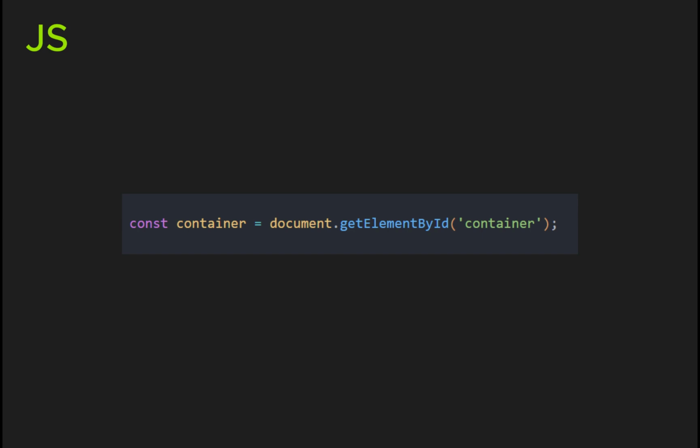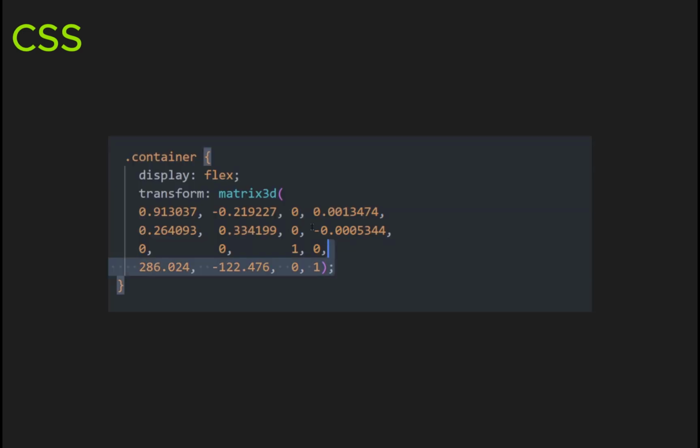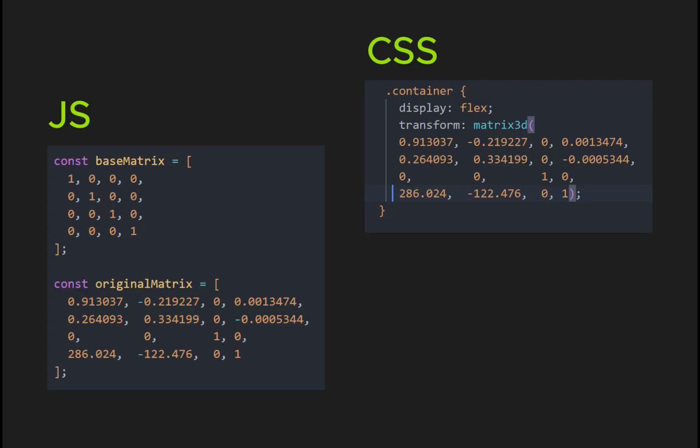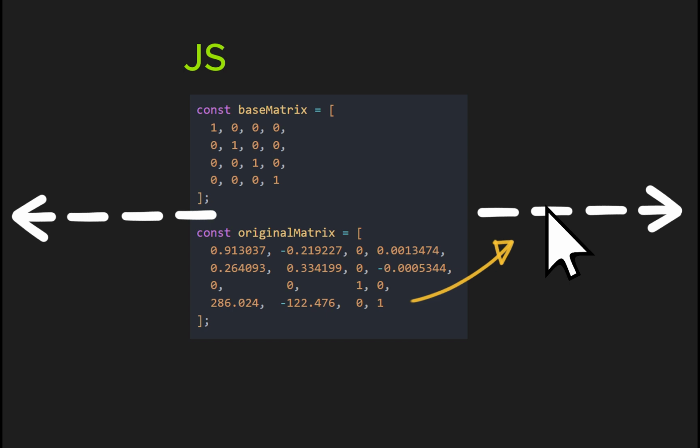Select the element with the ID container and store it in container. This is a default 3D identity matrix, which means there's no rotation, scaling, or skewing. No 3D text. Now, remove the 3D matrix from CSS and store it in the original matrix. This will be used when the mouse moves along the positive x-axis.